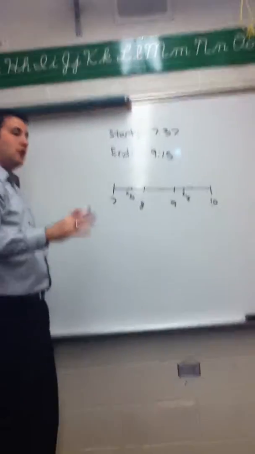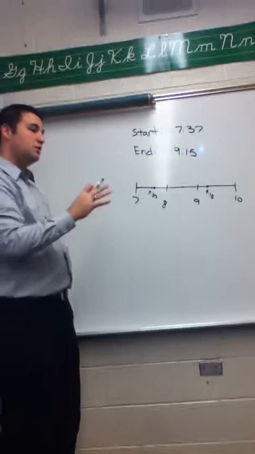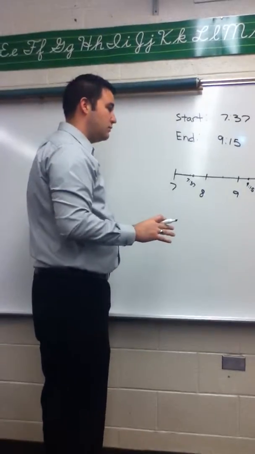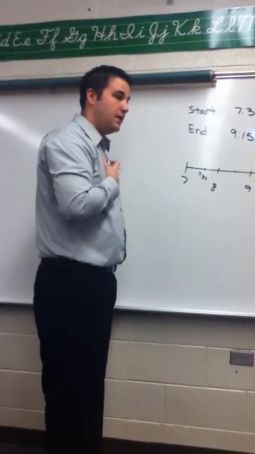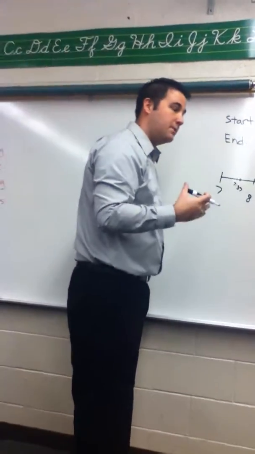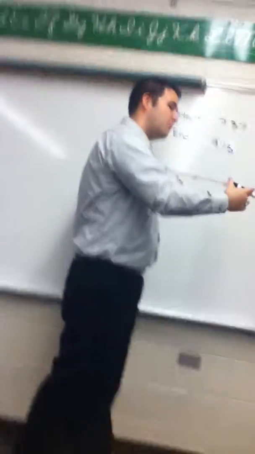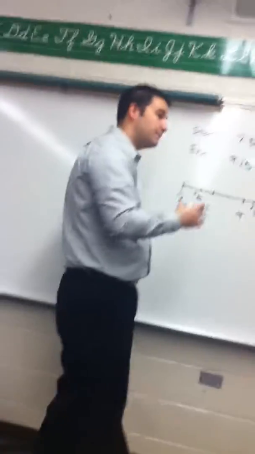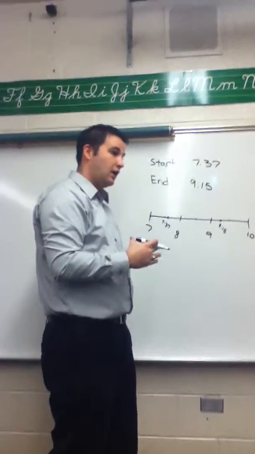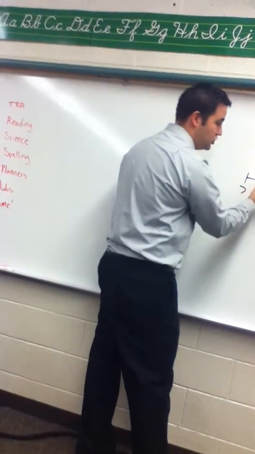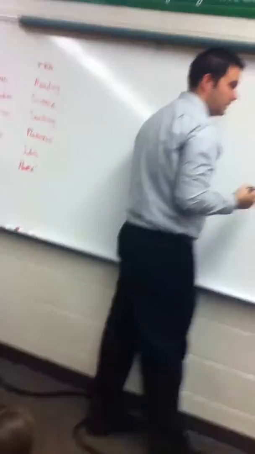Now, you are more than welcome to try two different ways to do jumps. I'm going to show you my favorite way, and then I'm going to show you the other way, because sometimes kids like to do jumps by hours first, but what I always like to do is to get it to the next full hour first. Alright, and I'll show you what I mean. So I start at 7:37, and I'm going to jump to 8 o'clock.